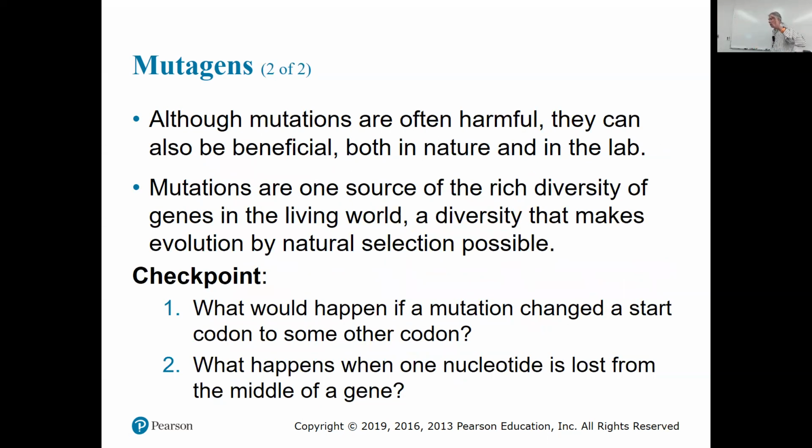Okay, although mutations are often harmful, like I said, the most common mutations are neutral. The second most common are harmful. But the rarest are beneficial, and they can actually help the organism do something brand new, add novelty. And so mutations are the one source of the rich diversity of genes in the living world, a diversity that makes evolution by natural selection possible.